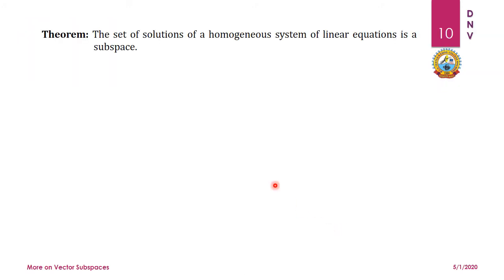Next, we prove a theorem, that is, the set of solutions of a homogeneous system of linear equations is a subspace. Suppose we have a set of linear equations in n unknown variables, and those unknown variables are represented by a vector x, and it has m equations. Then the system of homogeneous linear equations can be written in the form of a matrix equation Ax = 0. So let us see what happens.